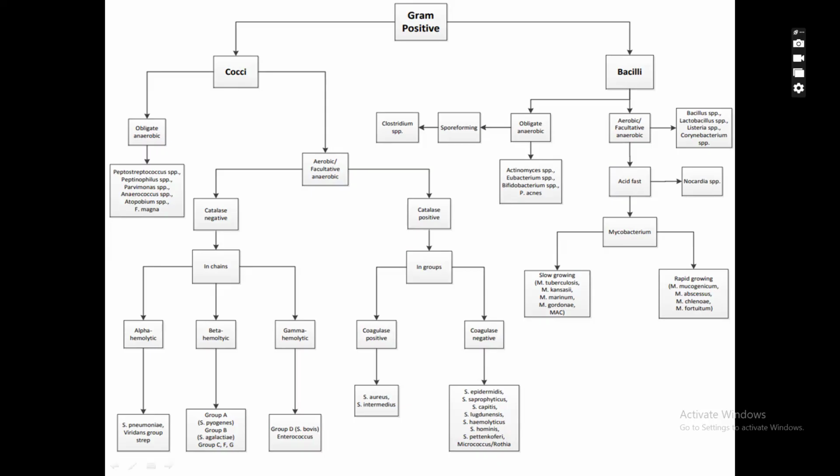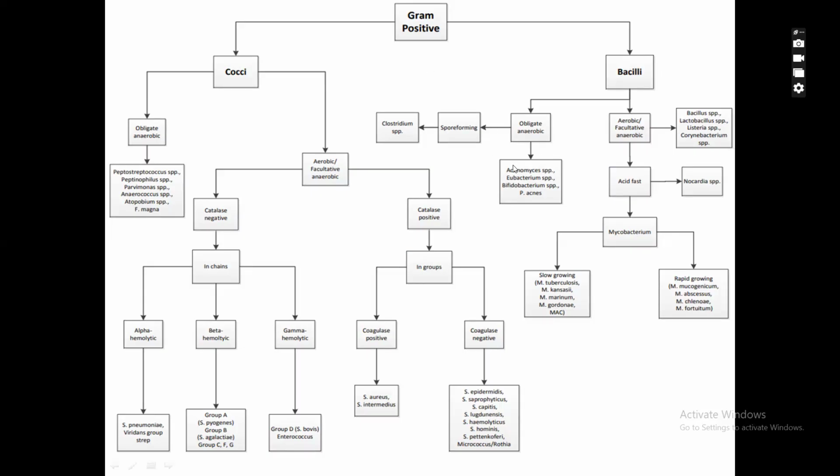Coming to the bacilli, gram-positive bacilli are not commonly found, but if found, they may be Mycobacterium or Nocardia. To note here that the acid-fast bacilli is not only Mycobacterium. In an immunocompromised individual, you can get a modified acid-fast stain positive for Nocardia also.